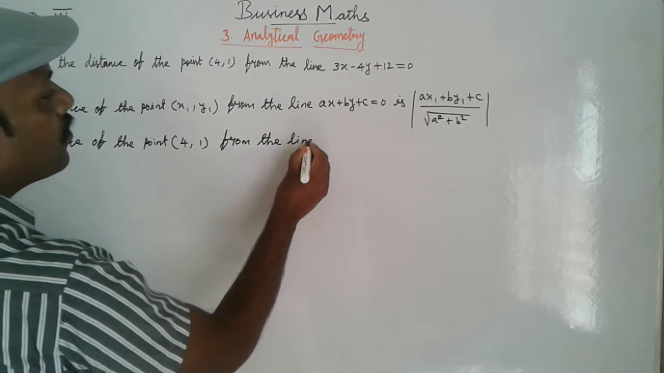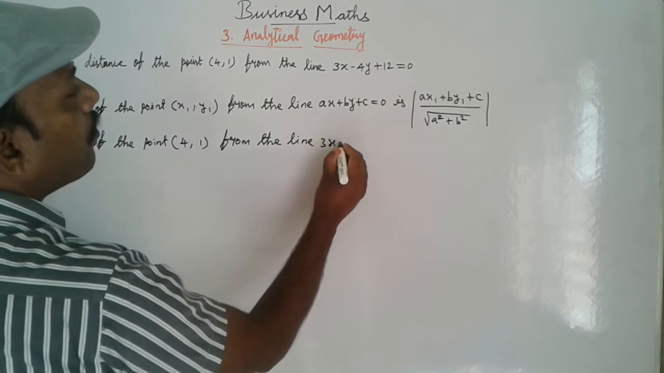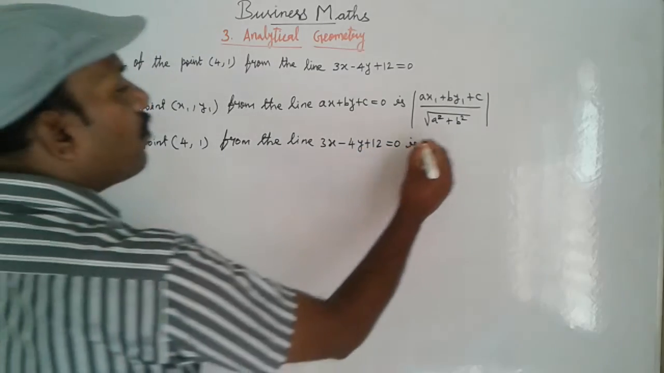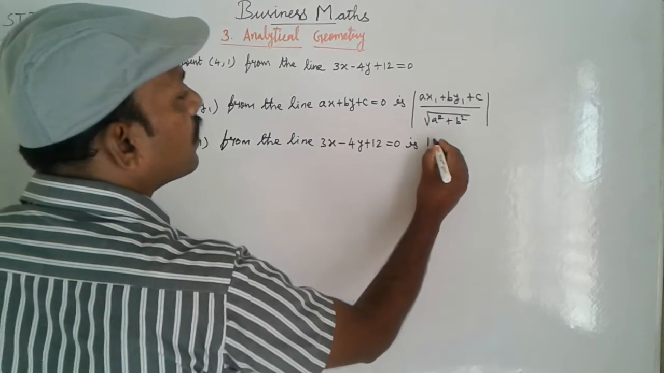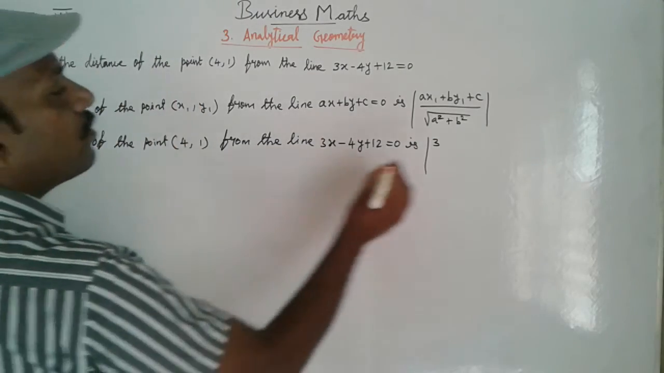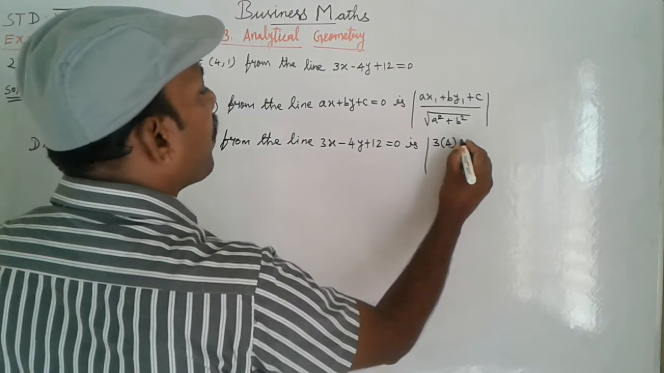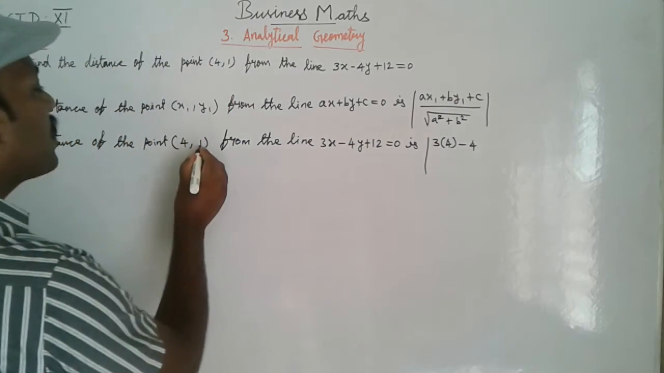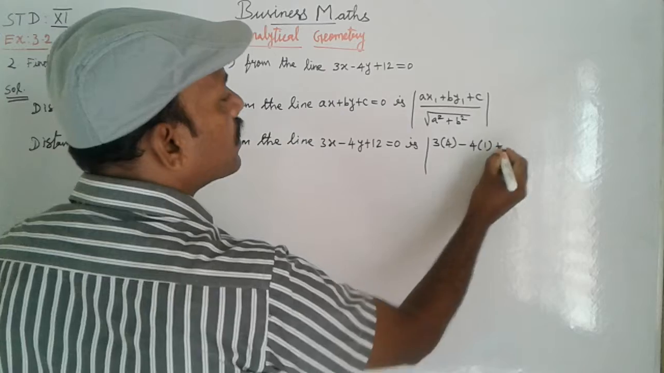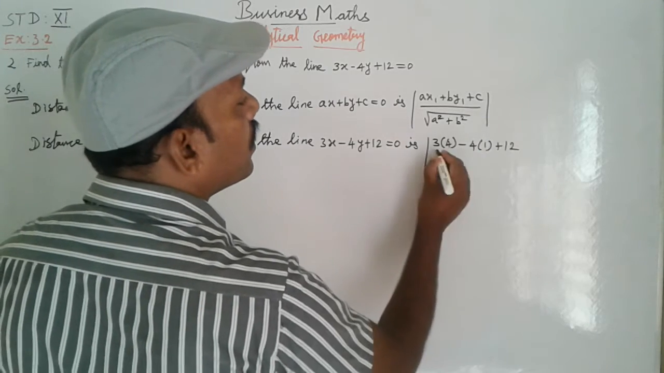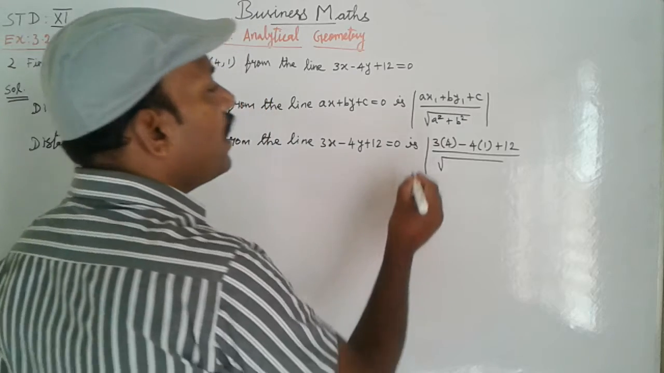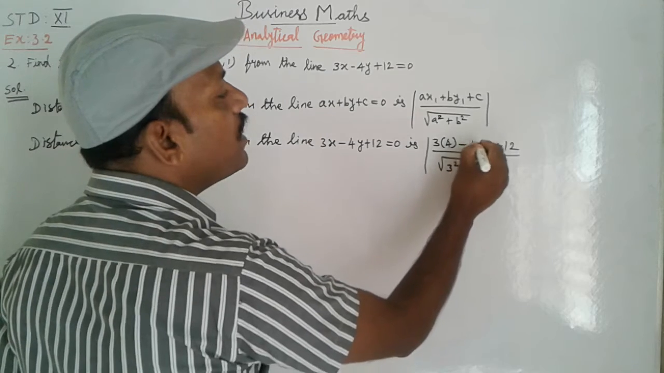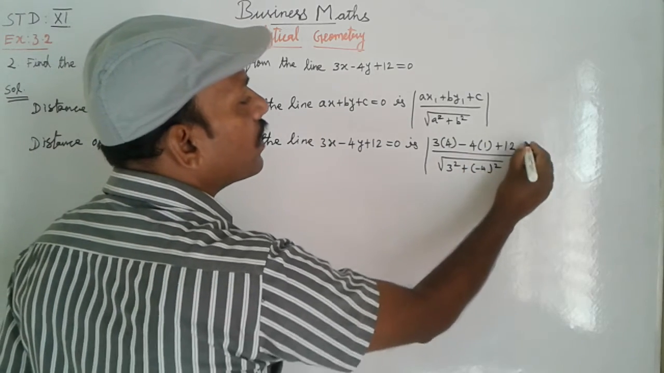From the line 3x minus 4y plus 12 equals 0, the distance is modulus of 3x1, whose value is 4, next minus 4y1, y1 value is 1, plus c, c is 12, divided by root of a square, a is 3, squared, plus b square, b is minus 4, whole squared.